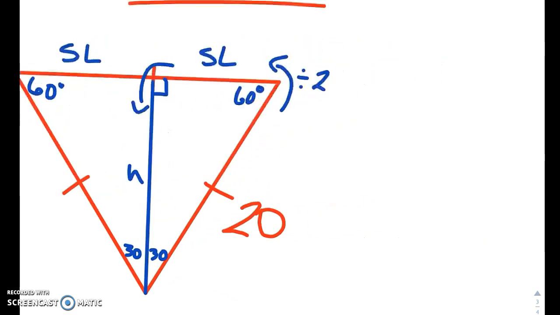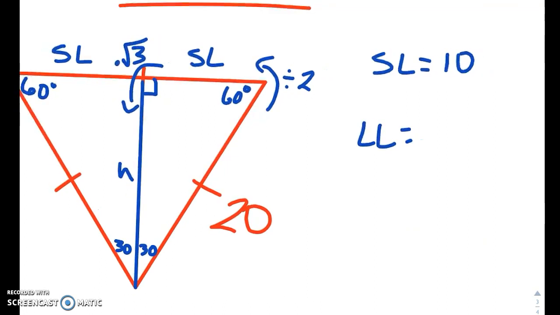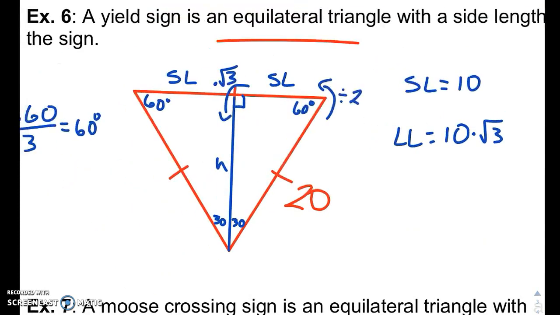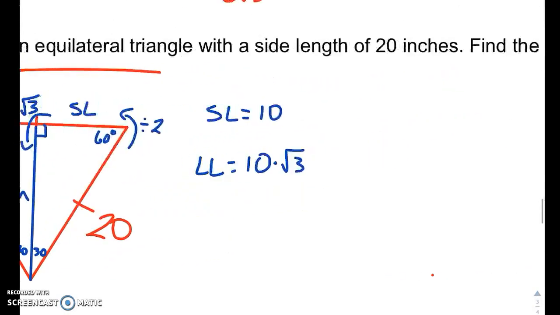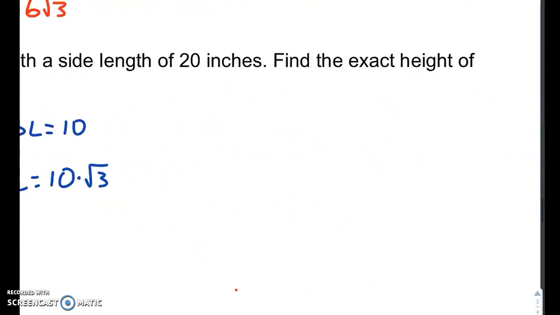So the short leg, right off the bat, you know, is 10. Then we go from short leg to long leg, which is the height, and to get the long leg, we multiply by radical 3. So the long leg is your short leg, 10 times radical 3. And there's actually not any work to do on these. That's it. Okay, so your height of your yield sign, well, I guess we have to write a sentence, don't we? Find the exact height of the yield sign.